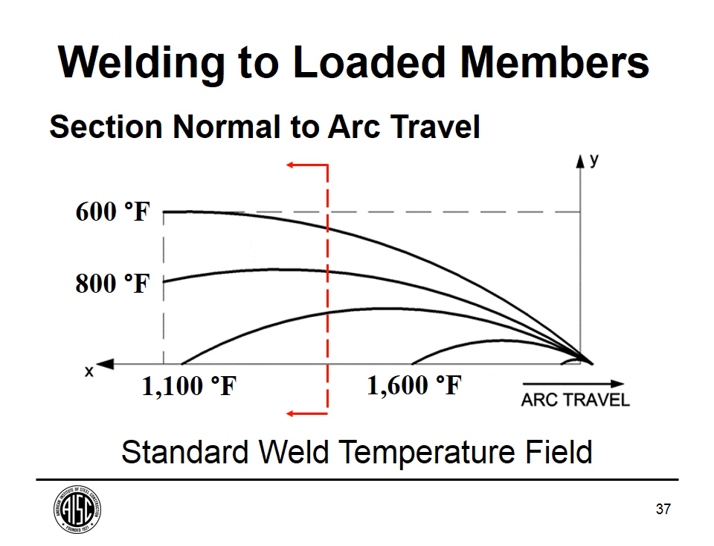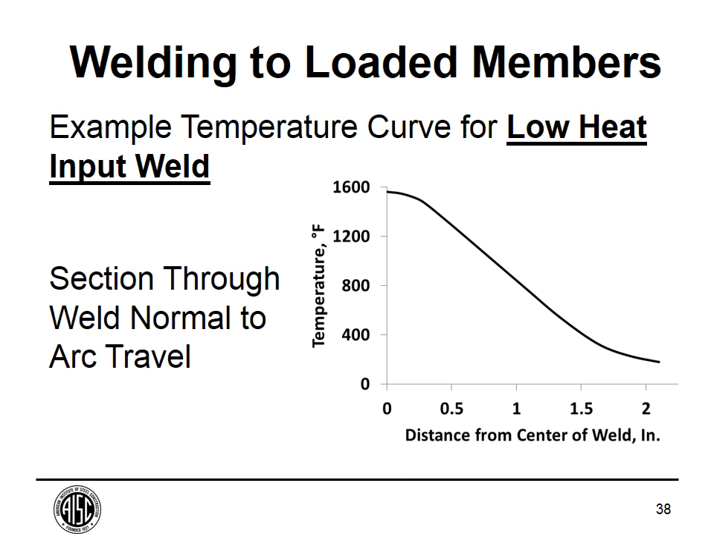So what we're going to do is cut a section normal to arc travel, like I've got shown here, and then we're going to plot the temperature field. All right, so let's take a look at that. Here's our bead at 0, 0. It's coming in and out of the screen, and then on the horizontal axis we have the distance from the center of weld. On the vertical axis we plotted the temperature.